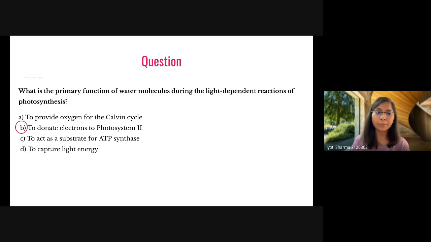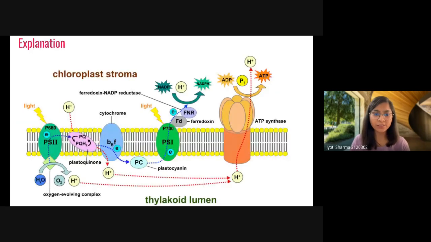Okay, so here the answer will be to donate electron to photosystem 2, and let me discuss this. So just see here, this is the chloroplast. Let me use some pen and the red color. Okay, so just see here, this is the membrane of your chloroplast, and this is your thylakoid lumen. Just keep in mind, this is your chloroplast.